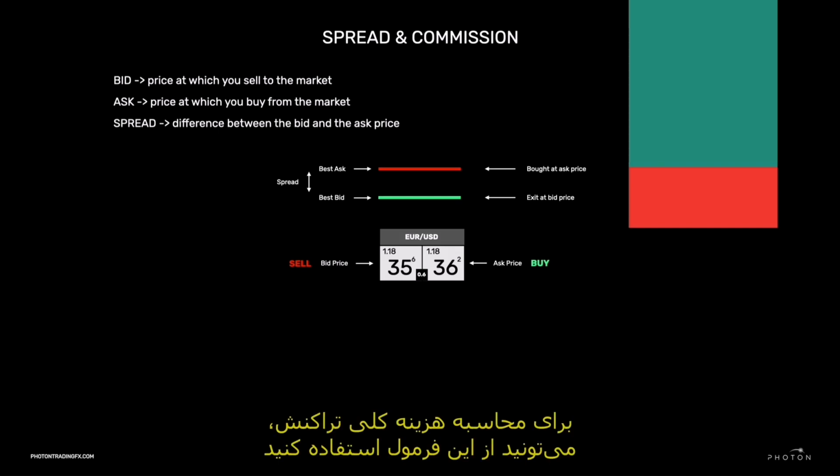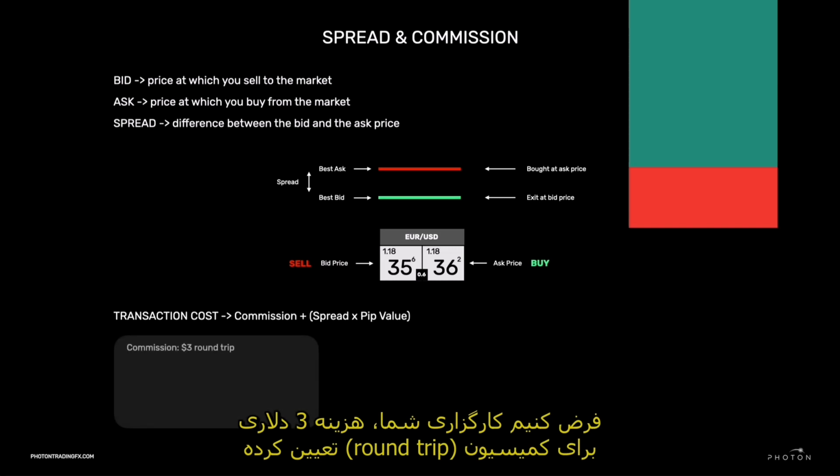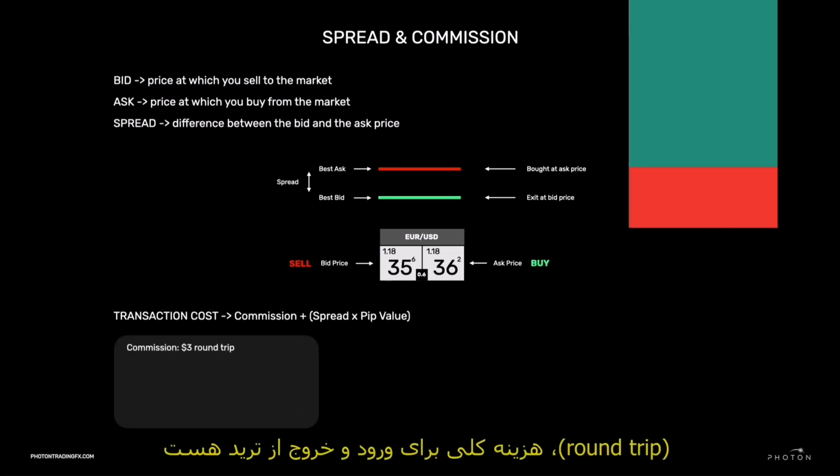Now, to calculate the total transaction cost, you can use this formula. It's the commission plus the spread times the monetary pip value, and that will give you your total transaction cost. So let's say, for example, your broker may charge a commission of $3 for a round trip. Now, a round trip, all that means is it's essentially the full cost for both entering and then also exiting your position. So essentially it's just that total cost in terms of your commission.